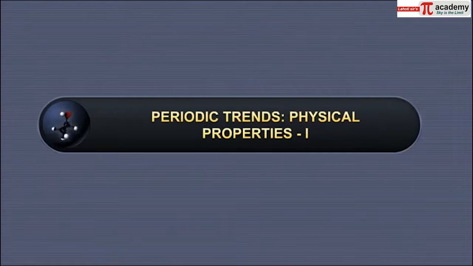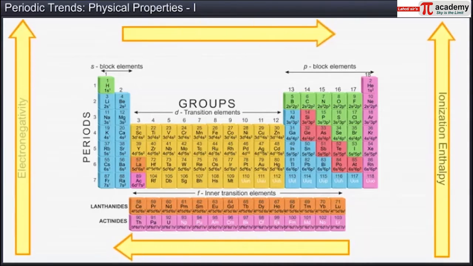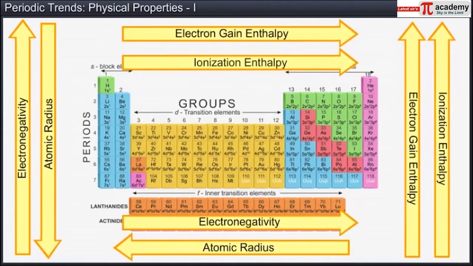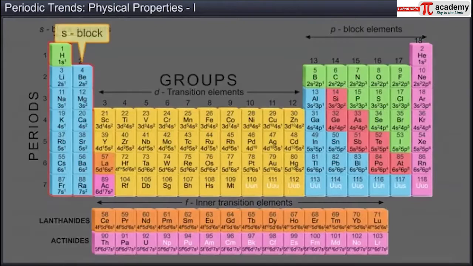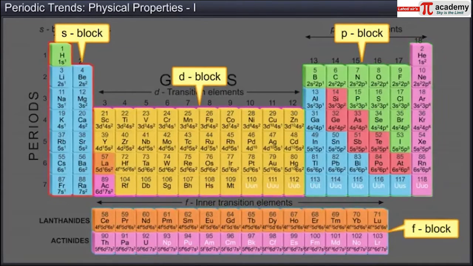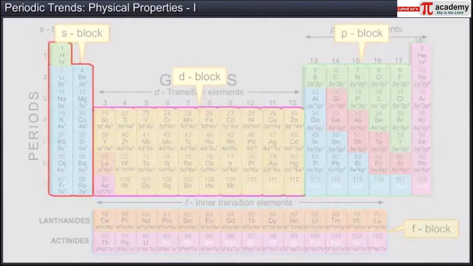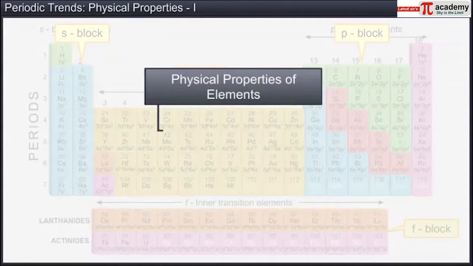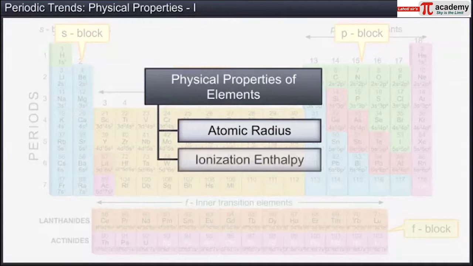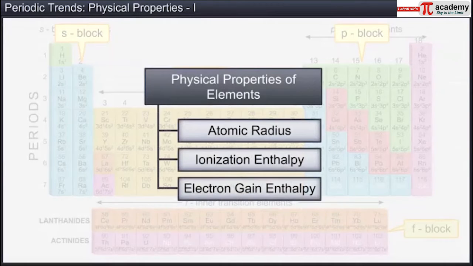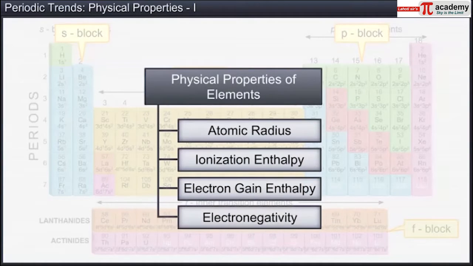In this module, you will learn about the periodic trends and the physical properties of elements in the periodic table. A gradation in their physical and chemical properties is attributed to the arrangement of elements with respect to their electronic configurations. In this particular module, you will learn about the periodic trends in physical properties such as atomic radius, ionization enthalpy, electron gain enthalpy, and electronegativity.